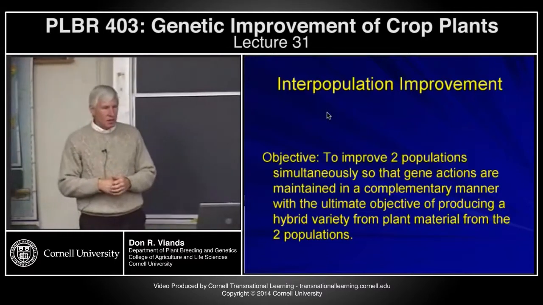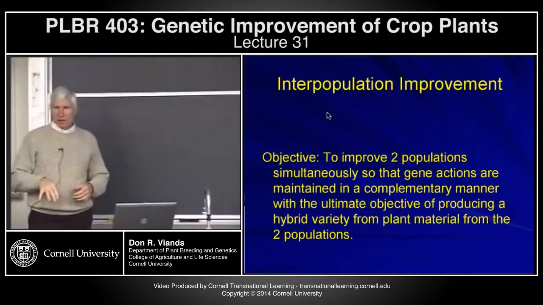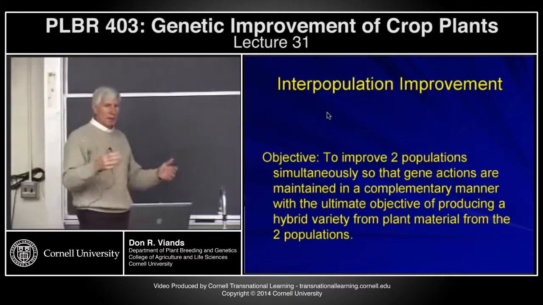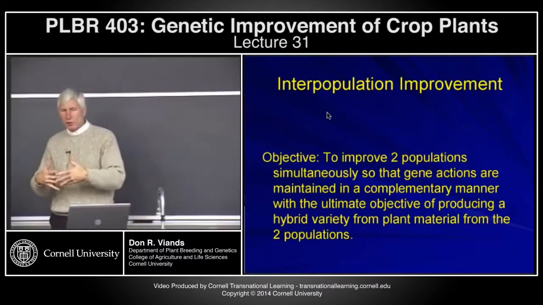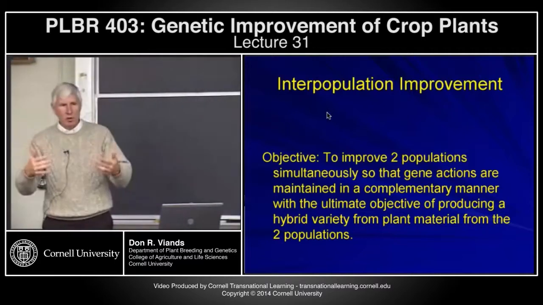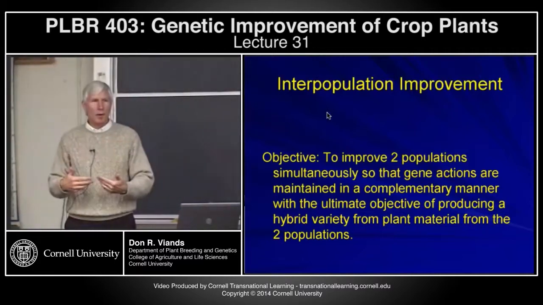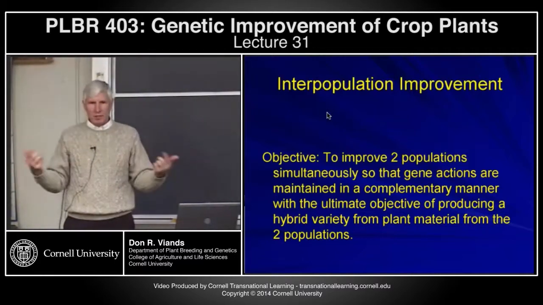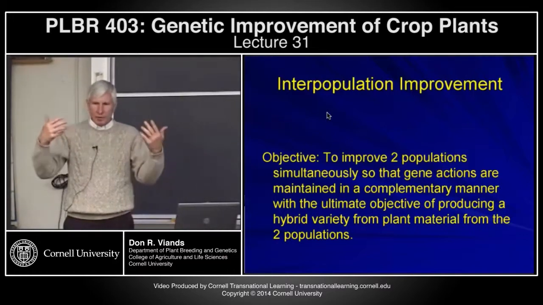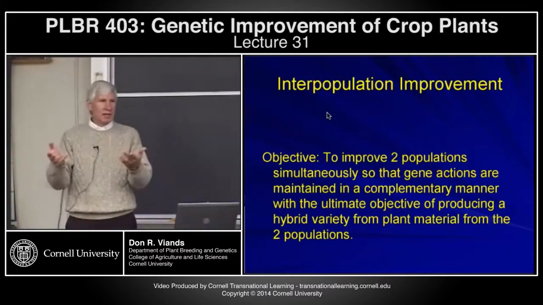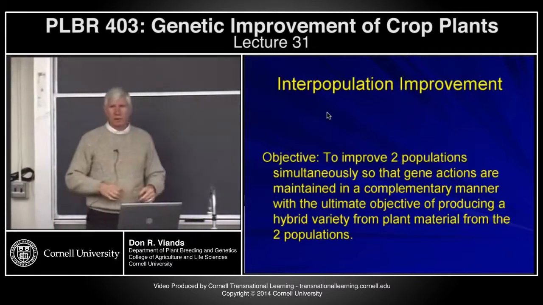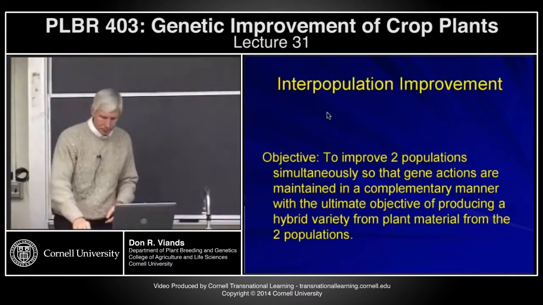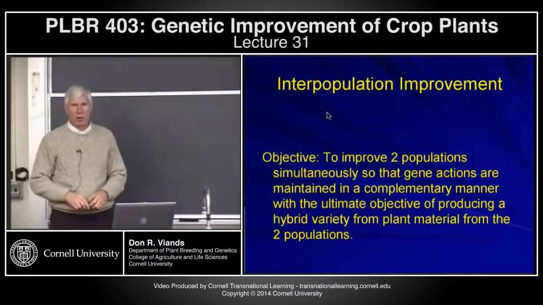Okay? So again, you've got that objective, to improve 2 populations simultaneously so that the gene actions are complementary. Your objective ultimately, after you go through a few cycles of interpopulation improvement, is to extract material out of it, whether inbred lines or non-inbreds, and cross plants from the 2 populations to produce some sort of a hybrid variety. Okay, let's see how this works.